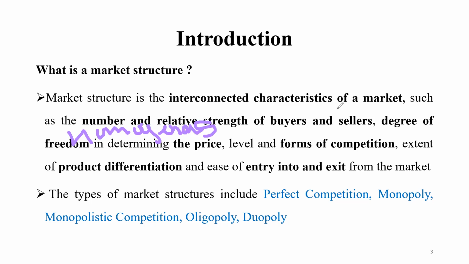Homogeneous products, that means, for example, agricultural products like eggs or potato. We cannot differentiate that this one is from Matale, this one is from Nuwara Eliya, because all the products are similar in nature. Their quality, their taste, all are similar.